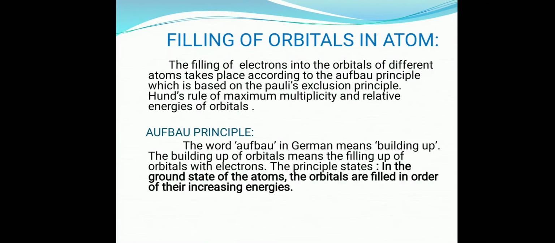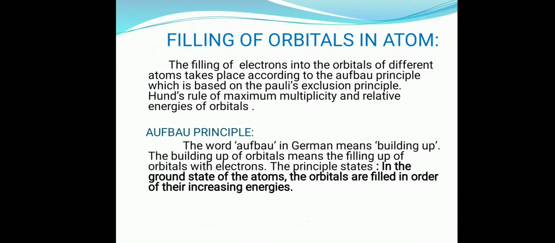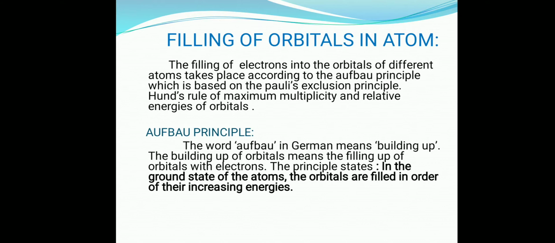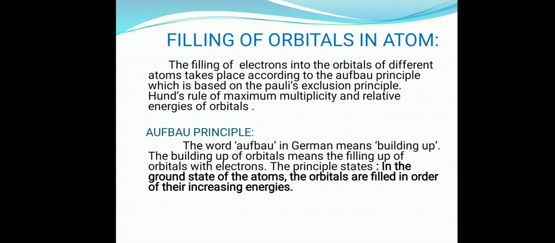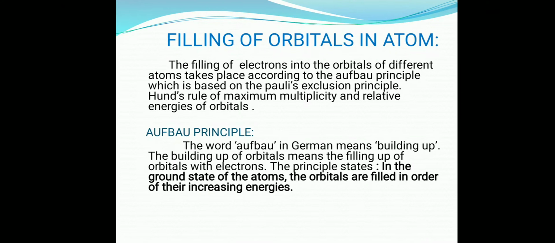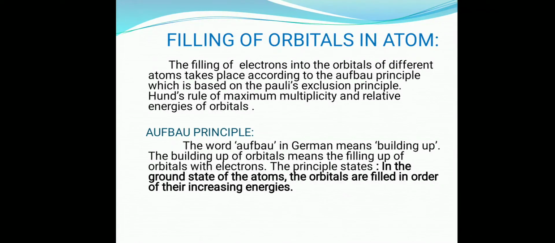Firstly, we discuss the Aufbau principle. The word Aufbau in German means building up. The building up of orbitals means the filling up of orbitals with electrons. This Aufbau principle states that in the ground state of the atom, the orbitals are filled in the order of increasing energies. This means, in other words, the electrons first occupy the lowest energy orbital available to them and then enter into higher energy orbitals, only after filling lower energy orbitals.